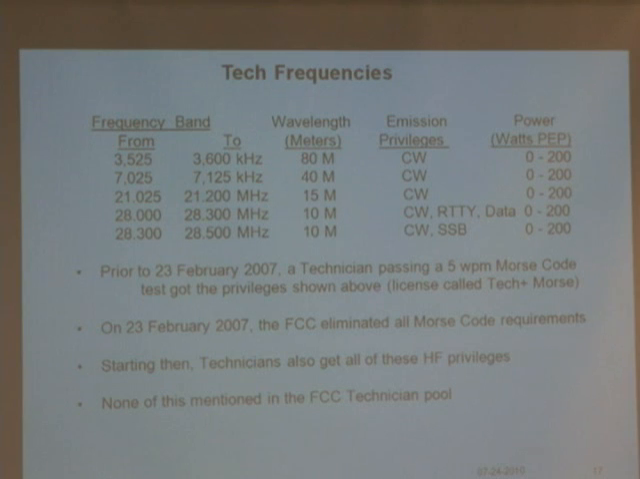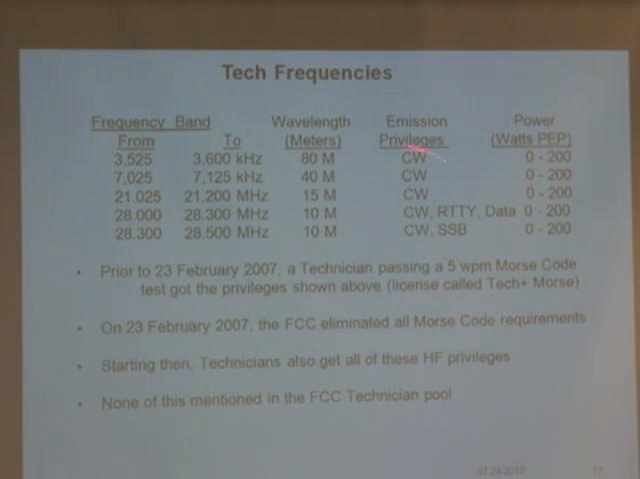Okay, now you don't have to memorize any of this. Thank God they just took the questions out of the pool. What happened was, this is general information. There was a class of license called Technician plus Morse. So you got a technician license, and then if you wanted to pass a 5-word-a-minute code test, you got more privileges.